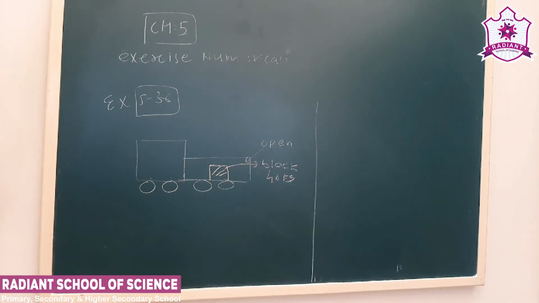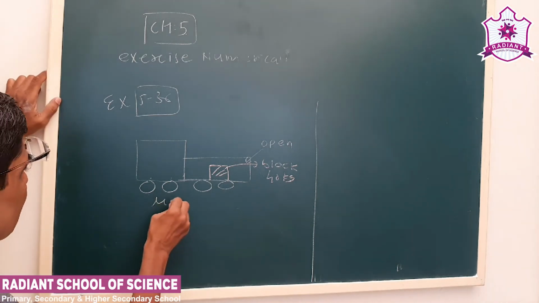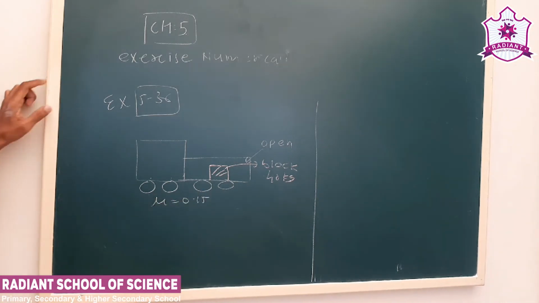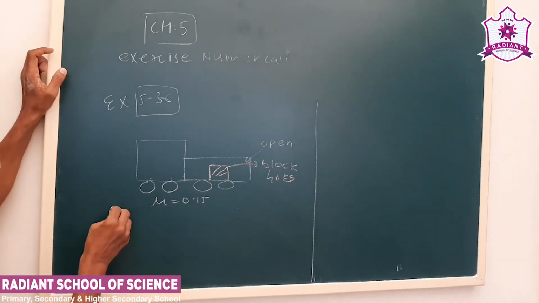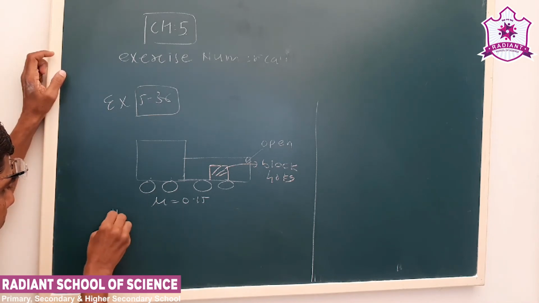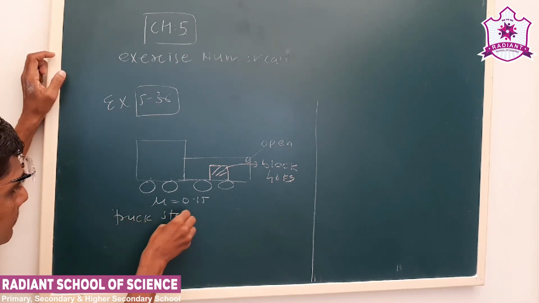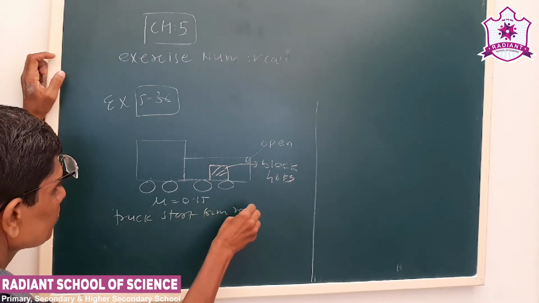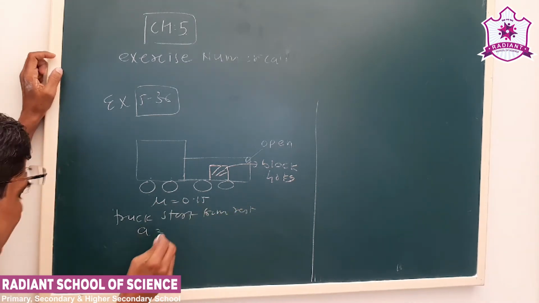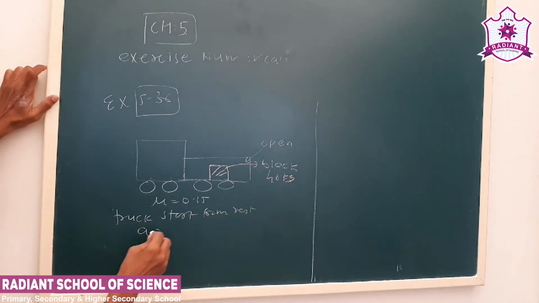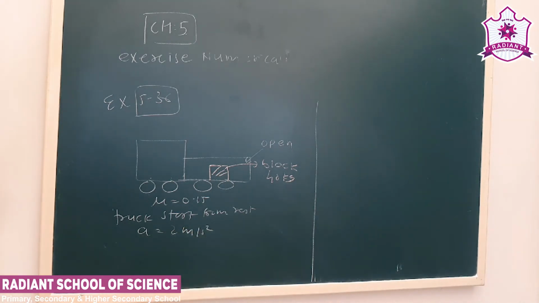Now, see, the coefficient of friction is 0.15. The truck starts from rest and moves with an acceleration of 2 meter per second square. Okay, it starts from rest, so we have to calculate after how much time.